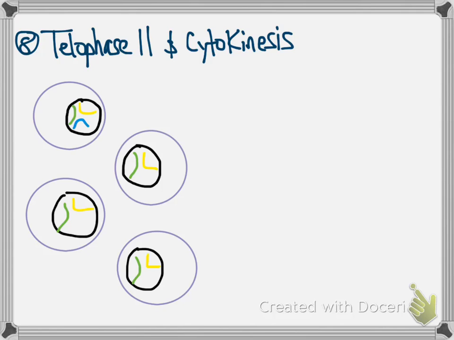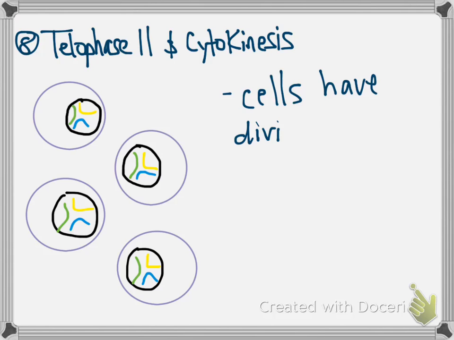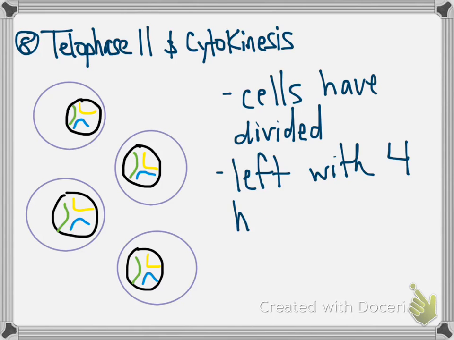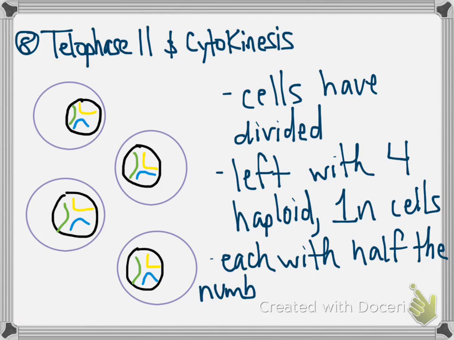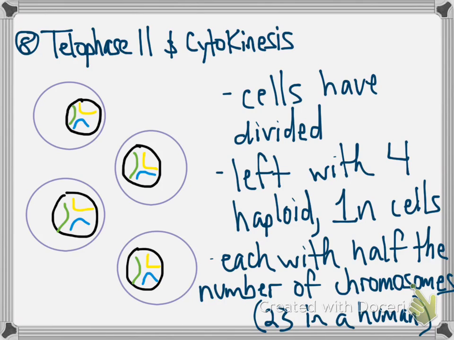Finally, we have Telophase II and cytokinesis. And so now our cells have pinched and divided, and we are now left with 4 cells. And each of these cells has one individual chromatid, or one strand of DNA. So they have half the number of the original cell. So in our case, it looks like they have 3, but remember, that's just 1/2 of that chromosome.